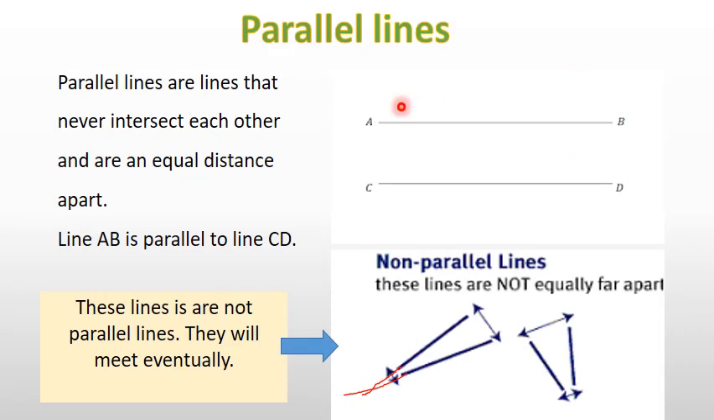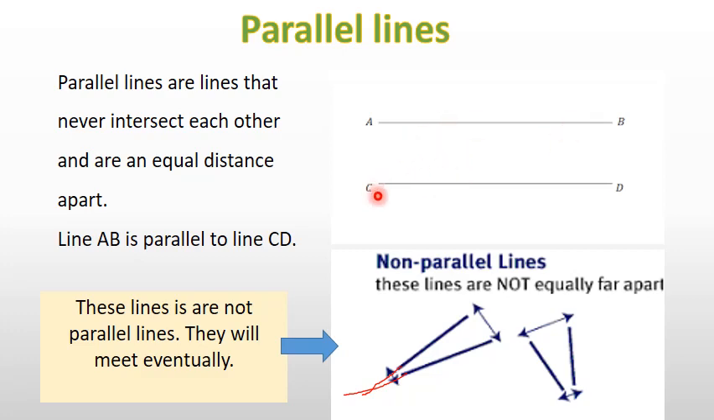Now what are parallel lines? We already have learned what are perpendicular lines. Whenever two lines are meeting at a point such that a right angle is formed, that means the two lines are perpendicular to each other. Now what are parallel lines? Parallel lines actually never meet. Parallel lines never intersect with each other. They never meet at any point. In fact, they always have an equal distance between them.